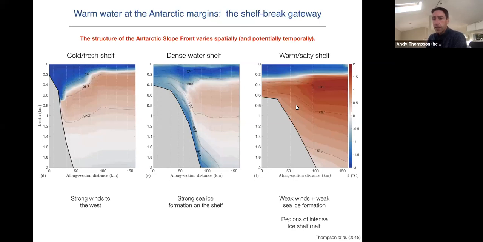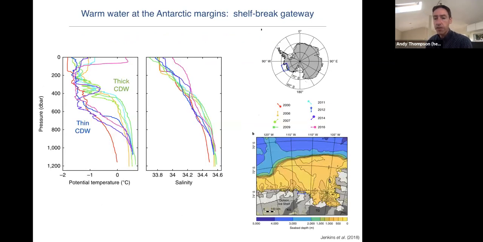But I'd like to argue that there are other processes that are not just local to the shelf break that can be very, very important for setting the warm water that gets onto the continental shelf. And so I'm going to spend just a couple minutes going through this really nice picture that comes from a Nature Geoscience paper by Adrian Jenkins and his colleagues. Again, I think people have seen images like this before.